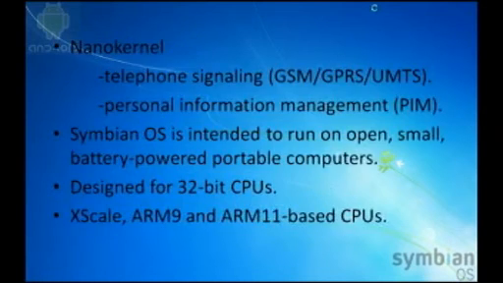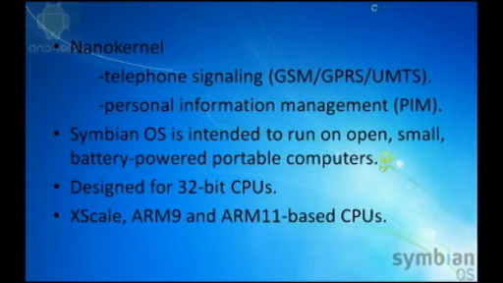Interestingly, the nanokernel has been designed to provide just enough functionality to run both the telephone signaling stack (GSM, GPRS, UMTS), already written for real-time operating system platforms such as Nucleus and Accuratus, and the personal information management (PIM) part on a single processor. This approach provides considerable cost savings over the usual two-processor solution.